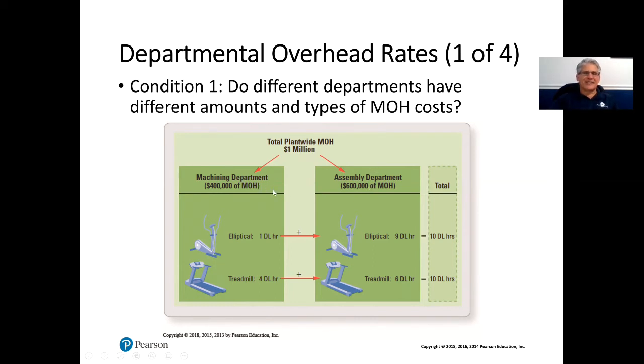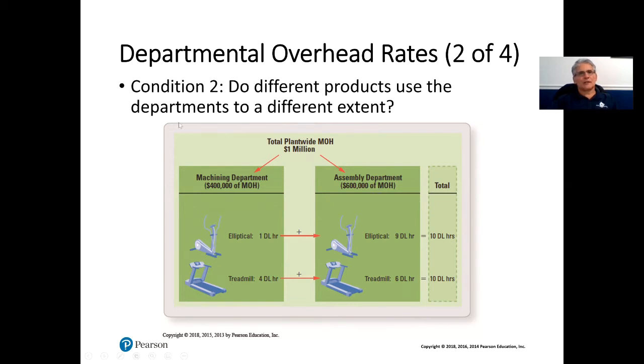This is not extraordinarily different, but still it's different, and you might decide that because of that difference, it's relevant. The next question you're going to be asking yourself is, do different products use the departments to a different extent? Yeah, because the elliptical uses machining for 1 direct labor hour and 9 direct labor hours for assembly. See, we were just assuming 10 across the board, that it was evenly distributed, but for sure the elliptical, the treadmill is closer, it's at 4 and 6, but all you would need is 1 distortion for 1 product, and that may make a big difference amongst all the products.